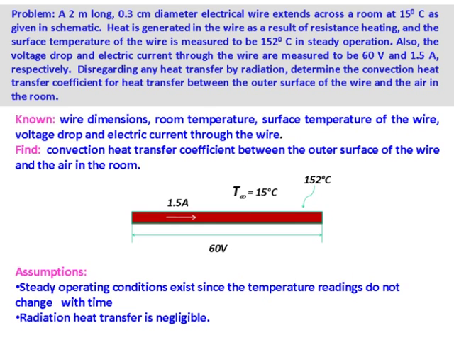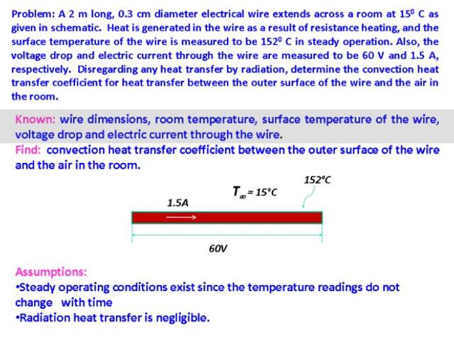Disregarding any heat transfer by radiation. The temperatures are quite high, so it is not proper to neglect radiation. However, because we have not yet studied radiation and convection, we will just go ahead and neglect radiation. The question asked is, determine the convection heat transfer coefficient for heat transfer between the outer surface of the wire and the air in the room. So, what is known here? We know the wire dimensions, the room temperature, the surface temperature, and the voltage drop and electrical current.